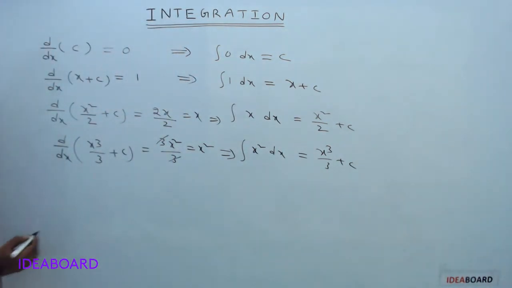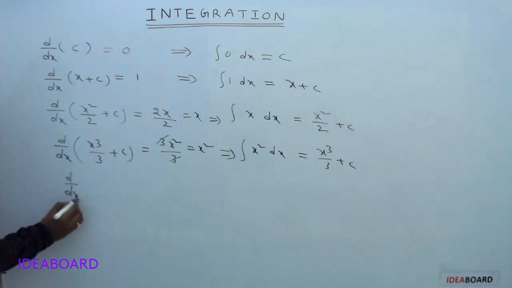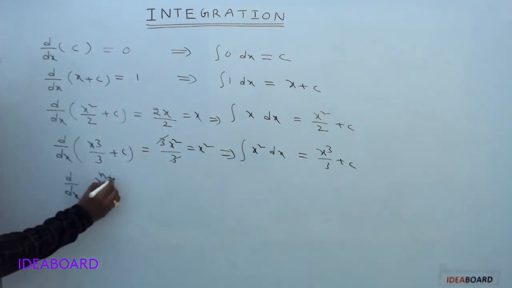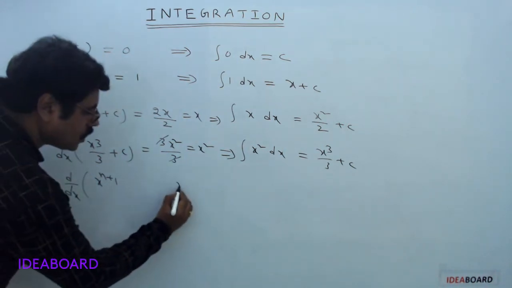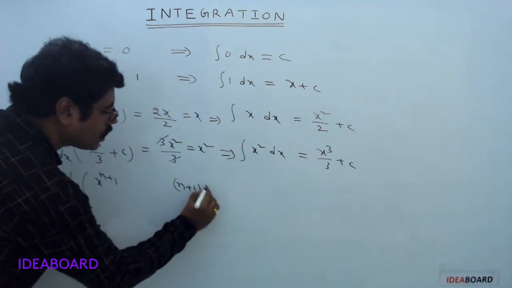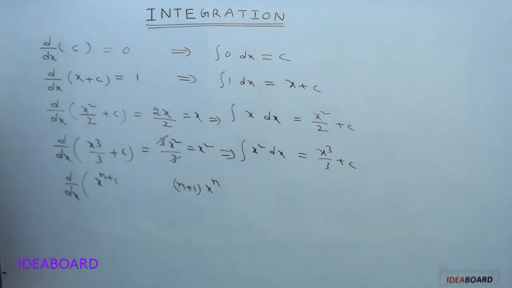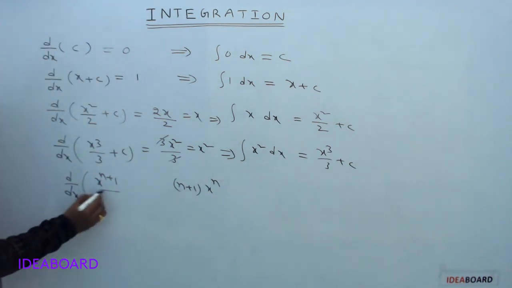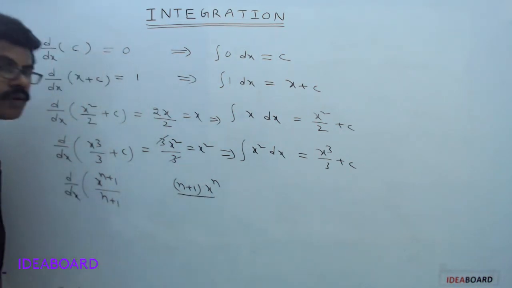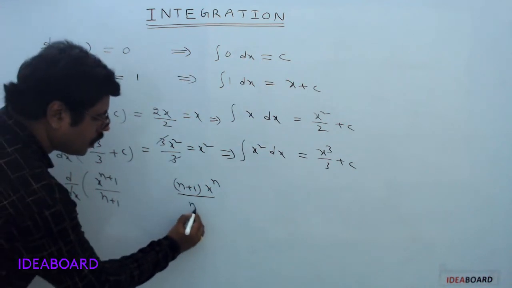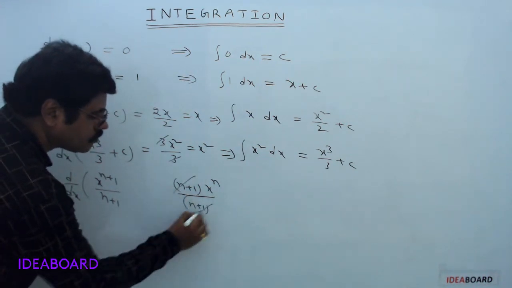Now see one more formula. What is the derivative of x power n plus 1? Derivative of x power n plus 1 is n plus 1 into x power n. What is the derivative of x power n plus 1 by n plus 1? That is n plus 1 into x power n upon n plus 1.